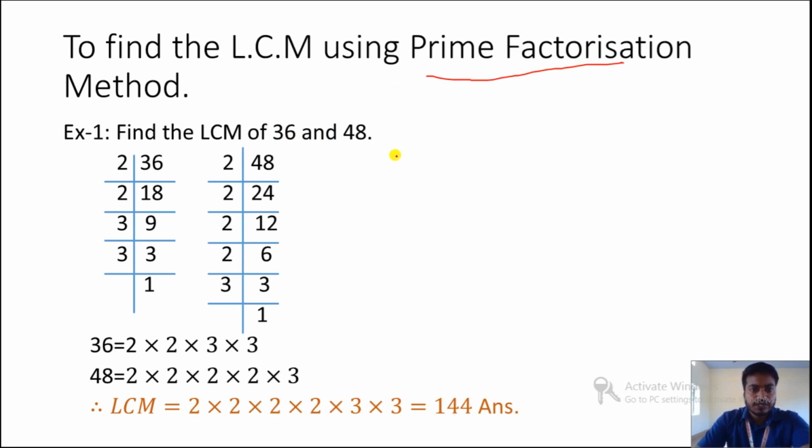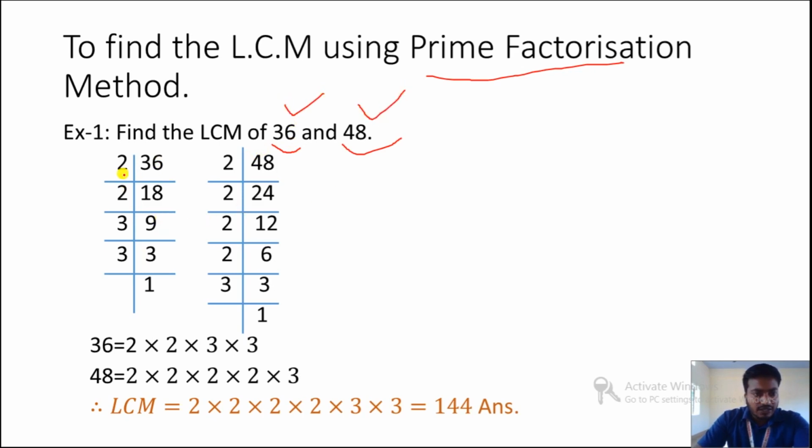The question is: find the LCM of 36 and 48. Let's discuss how to find the LCM of 36 and 48 using the prime factorization method. You already studied prime factorization, so I don't think there will be any problem understanding it. First we have to prime factorize each given number, 36 and 48.